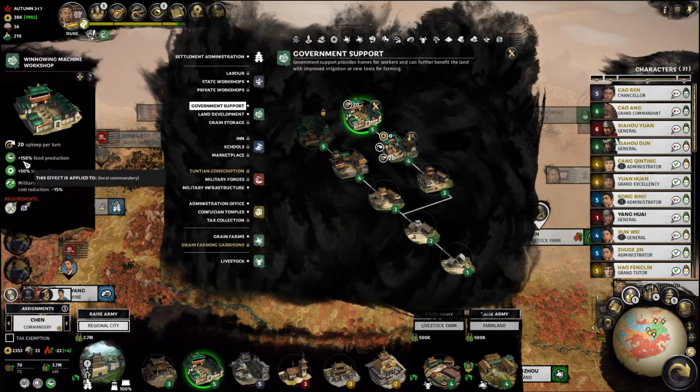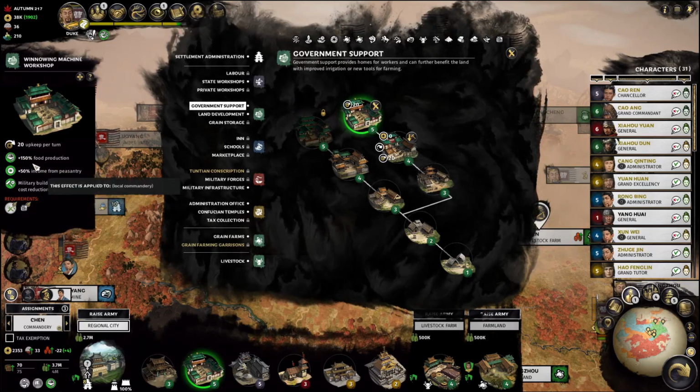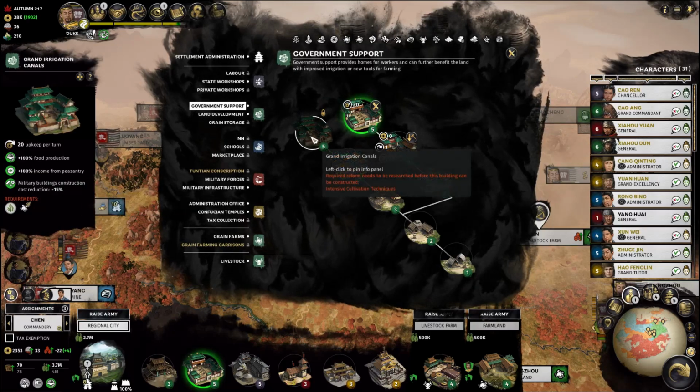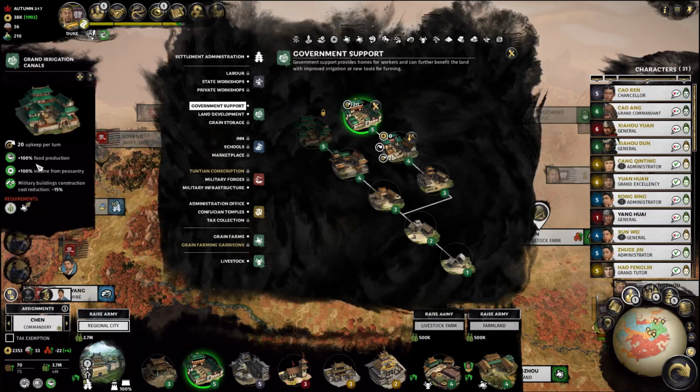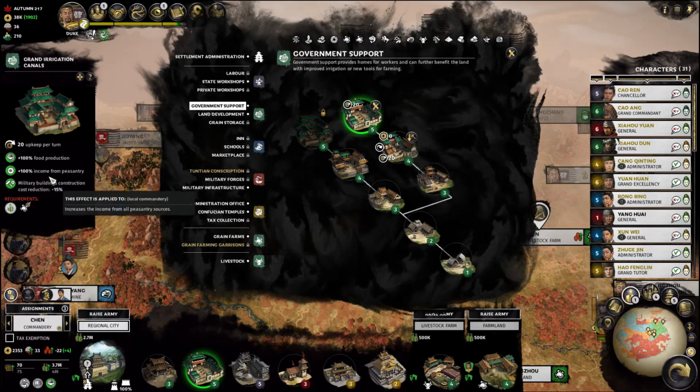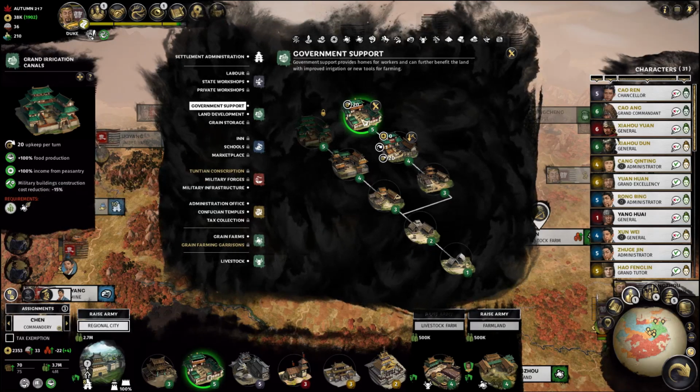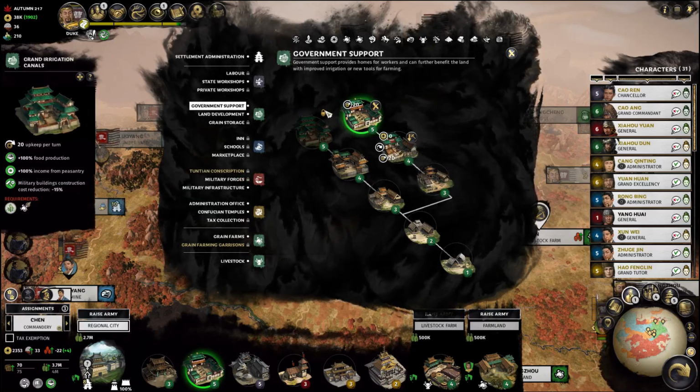If you go right, you can see that the amount of food production bonus you can get is 150% and the 50% income from peasantry. If you go left, you can see you can get only 100% food production and 50% income more from peasantry, which is not that much of a big deal. I would take the food production bonus any day.